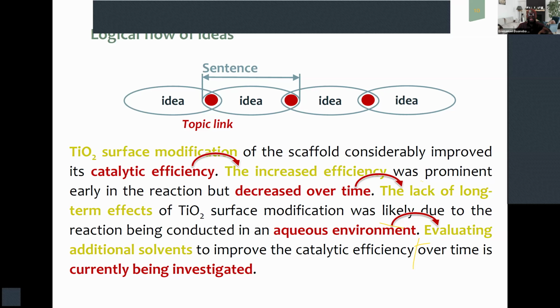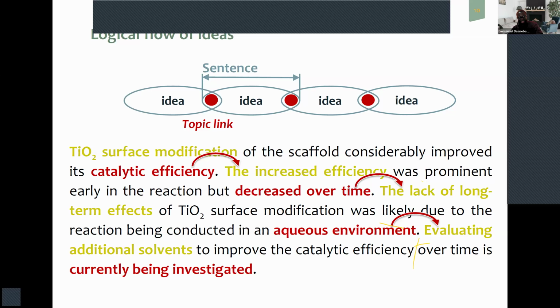You see how the ideas are linked. You have the topic position, which is the beginning one in yellow. Then you have the stress position at the end in red. So let's look at the first sentence. Titanium surface modification of the scaffold considerably improved its catalytic efficiency. Catalytic efficiency, stress position. Now, the next topic sentence or topic position should be qualifying the previous stress position.